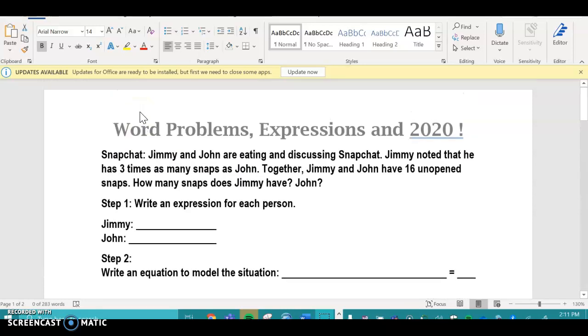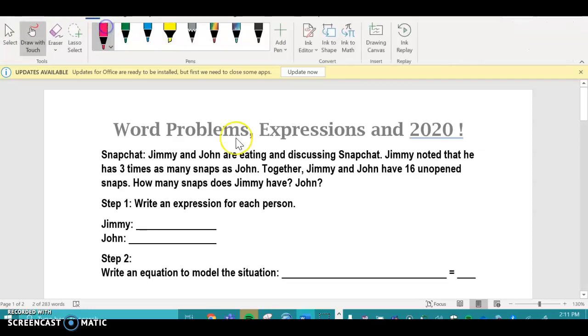All right, guys. So for 1-1F day 0, we're going to be talking about how to write expressions with word problems. So for number 1 for our day 0 notes, it says Snapchat. Jimmy and John, because, Jimmy Johns, are eating and discussing Snapchat. Jimmy noted that he has 3 times as many snaps as John, and together, Jimmy and John have 16 unopened snaps. How many snaps does Jimmy have, John?